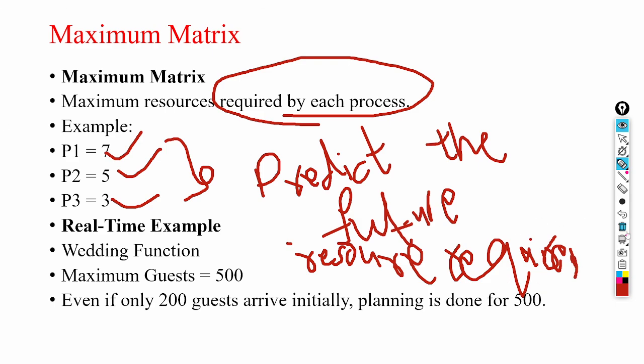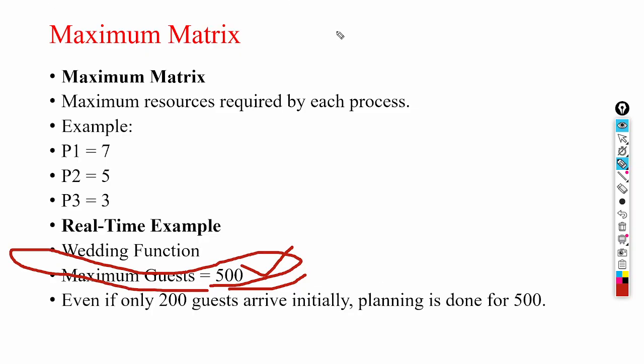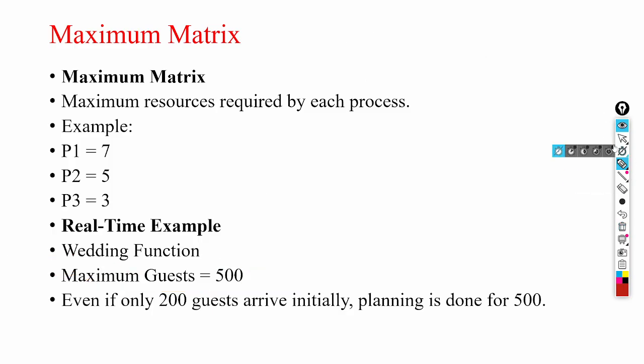Okay, predict the resource requirement and make the safe allocation decisions. So what is a real-time example? There is a wedding function. The maximum guests are 500. The estimated guest count is 500. Even if only 200 guests arrive initially, the planning is done for 500. Okay, this we call a maximum matrix.